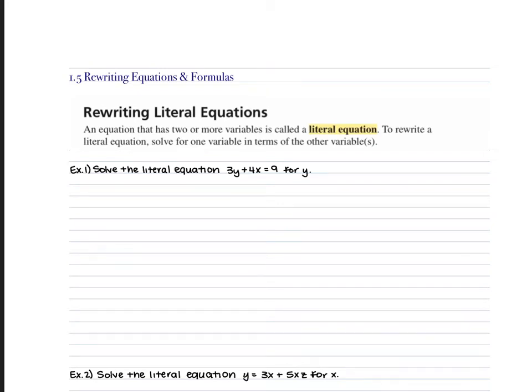1.5, rewriting equations and formulas. When we are doing this, we're solving for a specific variable within our equation or our formula. So when we look at example 1, we have this: to solve a literal equation, 3y plus 4x is equal to 9 for y. So we're just getting y by itself.